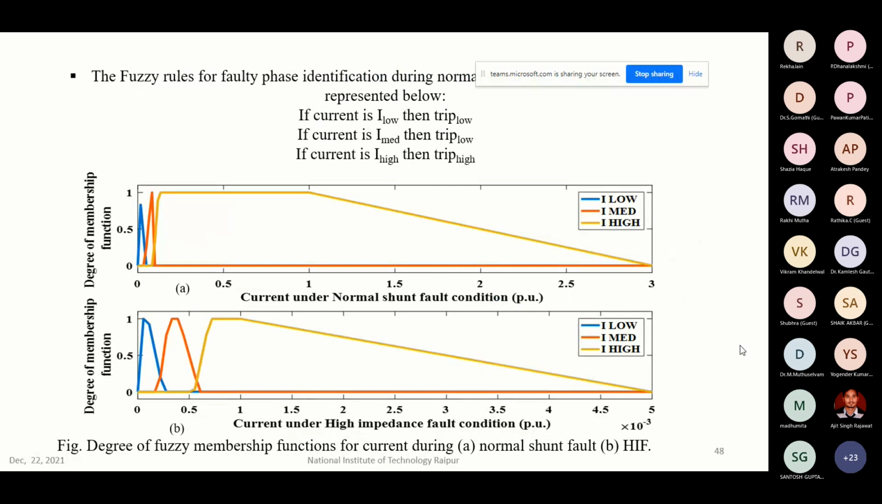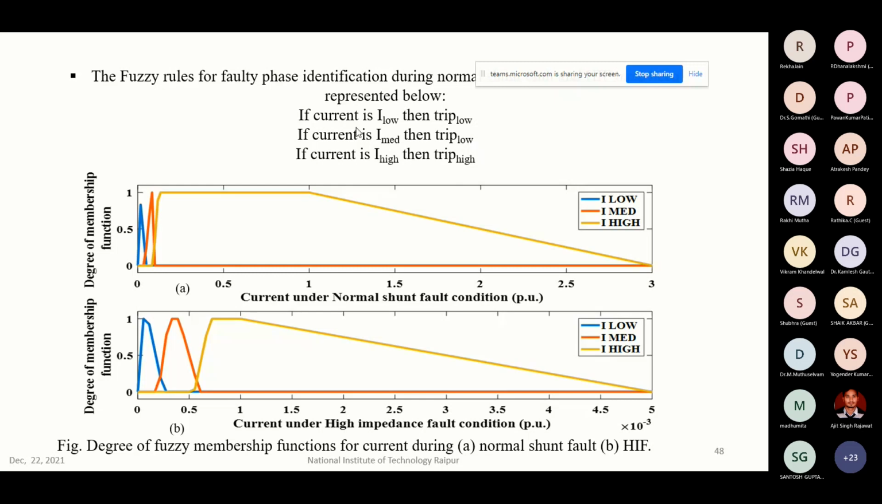Now, how to design a fuzzy inference system? In a fuzzy inference system, we must distribute the current signal into different operating ranges. If the current is in the low range, it confirms that the system is operating in normal condition. Whenever the system is subjected to fault, current rises. So if the current is in the high range, it confirms that a fault has occurred in the system and trip signals must be issued.